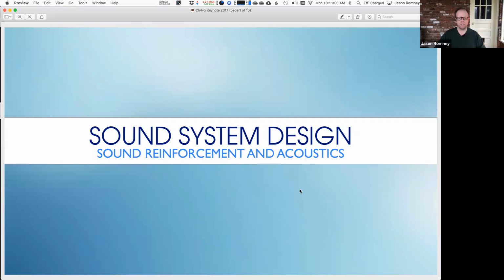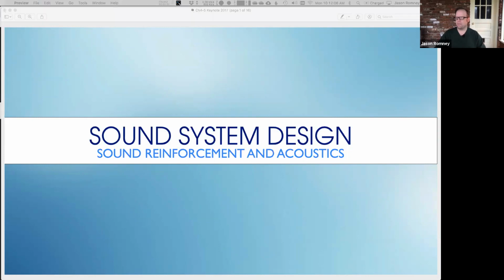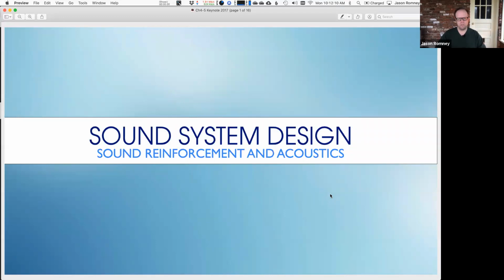Sound system design, sound reinforcement, and acoustics, okay? Yes, we're going to cover all of that in one day, which means we're barely going to scratch the surface here. So you should know that first. The sound reinforcement part is fine, we'll take some time on that. The acoustics part, we're going to go real quick. We're going to learn some real basic stuff.